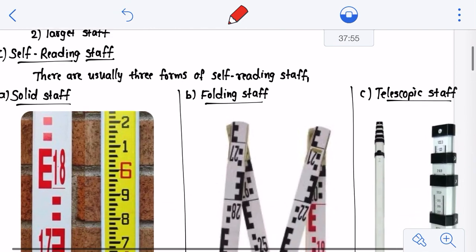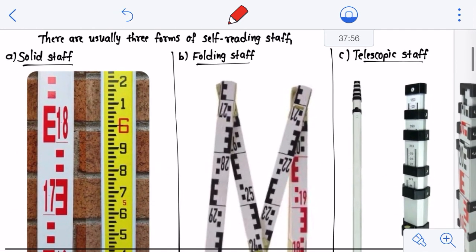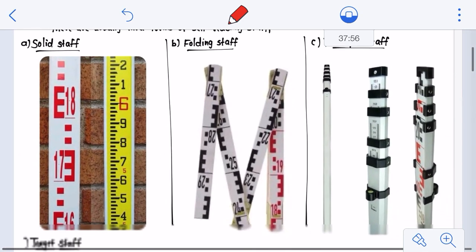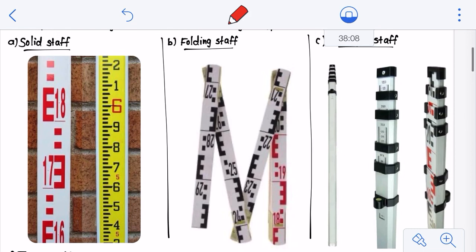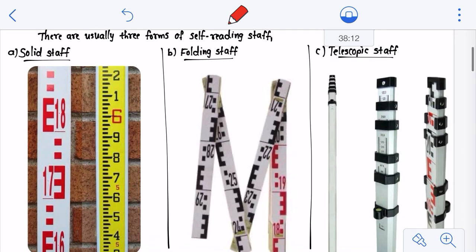I'll give you a brief idea about this staff as well, how this staff will look. Here you can see I have incorporated the actual photographs of this. The self-reading staffs are of three forms. The first one is a solid staff, the second one is a folding staff, and the third one is nothing but your telescopic staff, right?